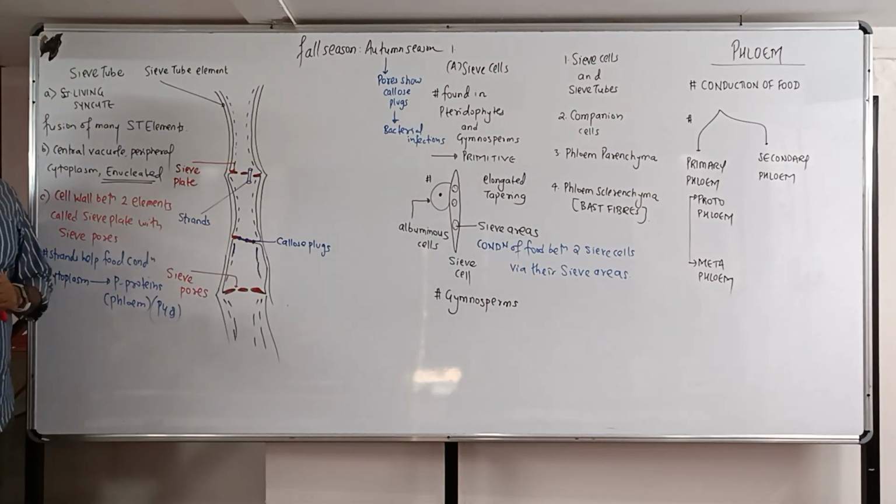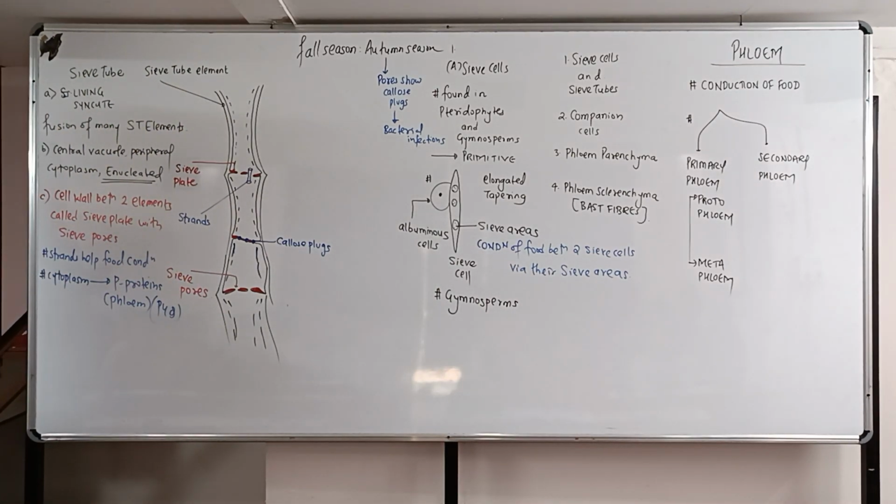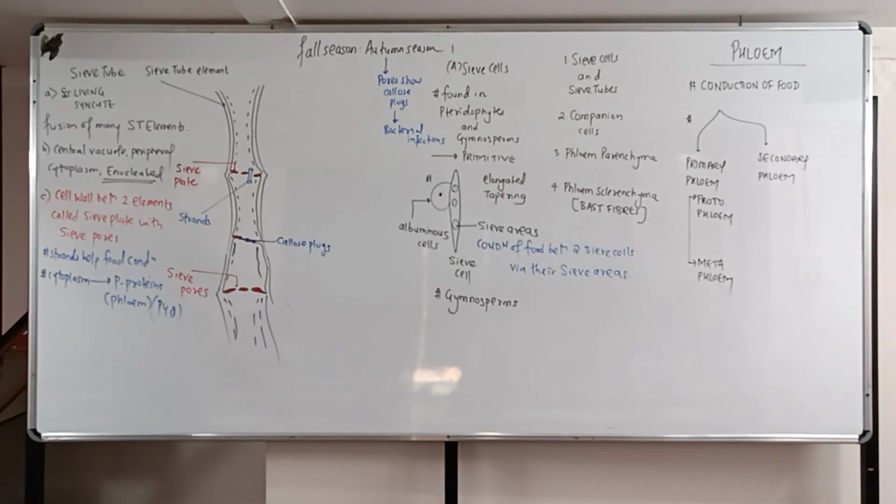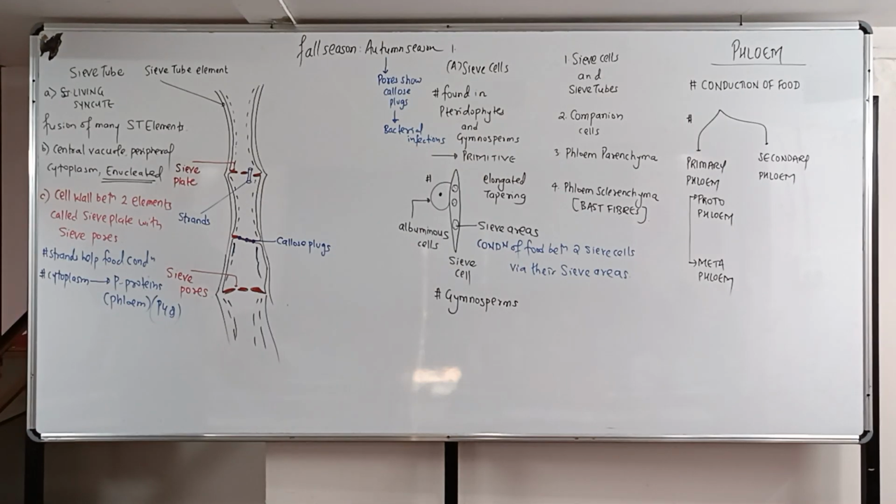Okay, so it is hypothesized that even the P proteins also have a protective role to play like the callose plugs. Callose is a type of carbohydrate. Okay, which type, we will not go into detail. 1,3 glucan, whatever it is, that is all fine.